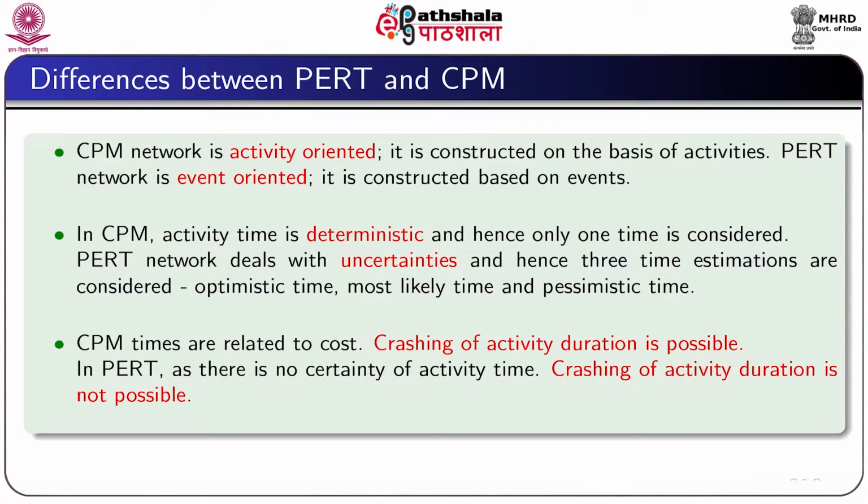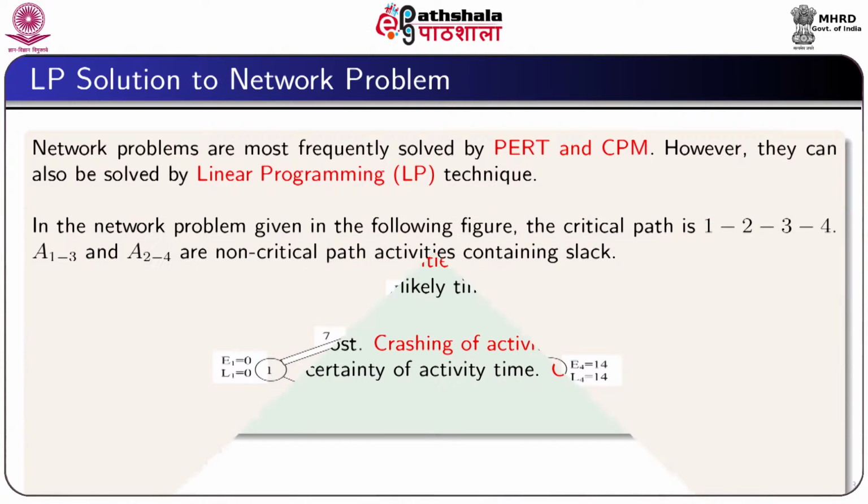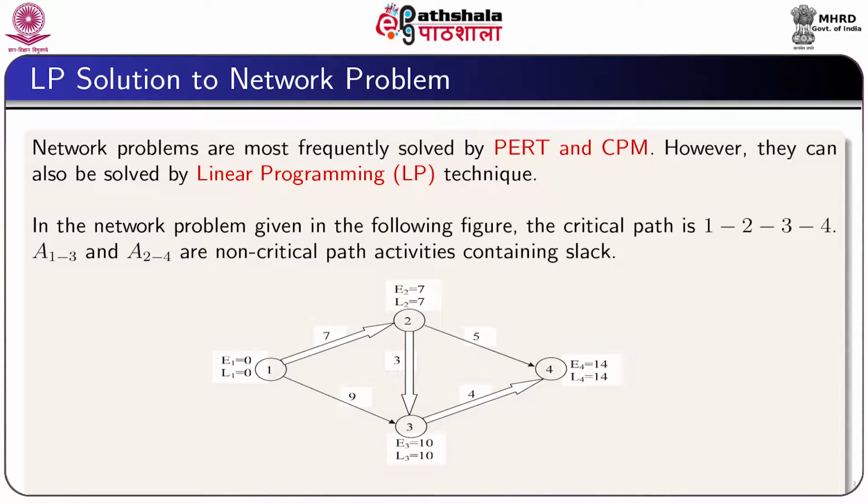CPM times are deterministic and known and are related to cost. Therefore, crashing of activity duration is possible, whereas in PERT, as there is no certainty of activity time, crashing of activity duration is not possible. So, these are the main differences in PERT and CPM techniques. Now, we proceed to find an LP solution to network problem.